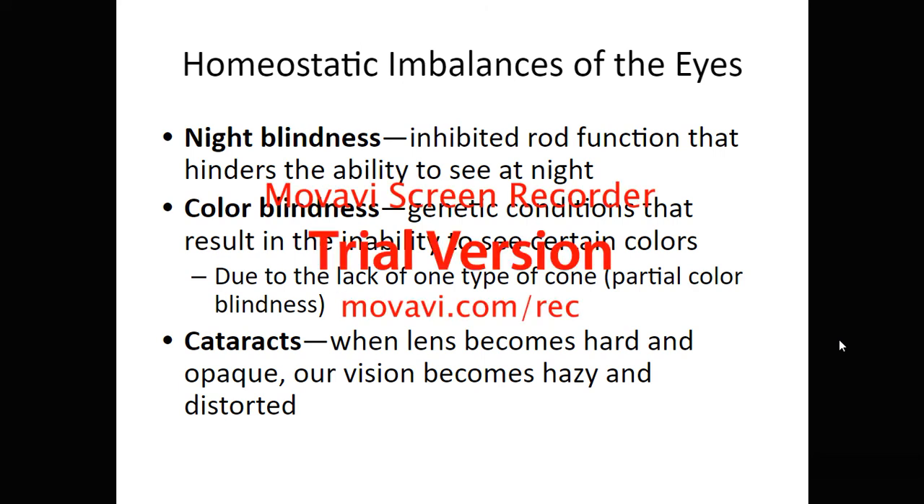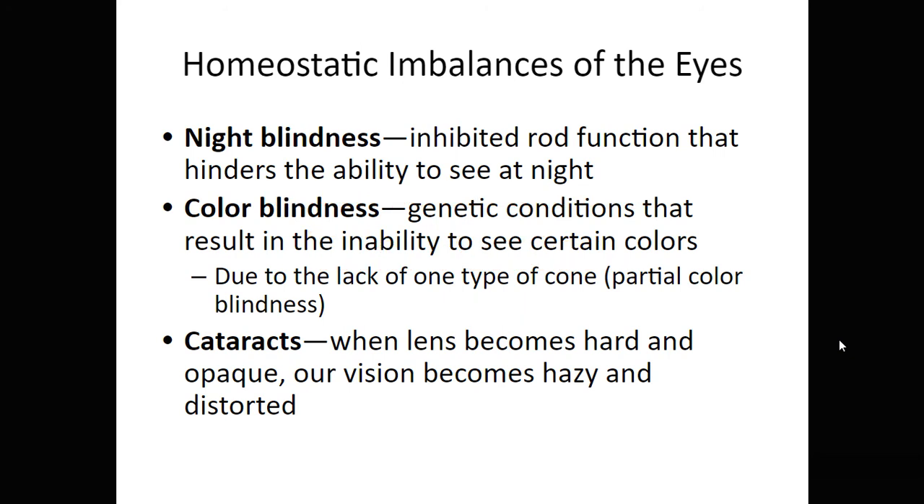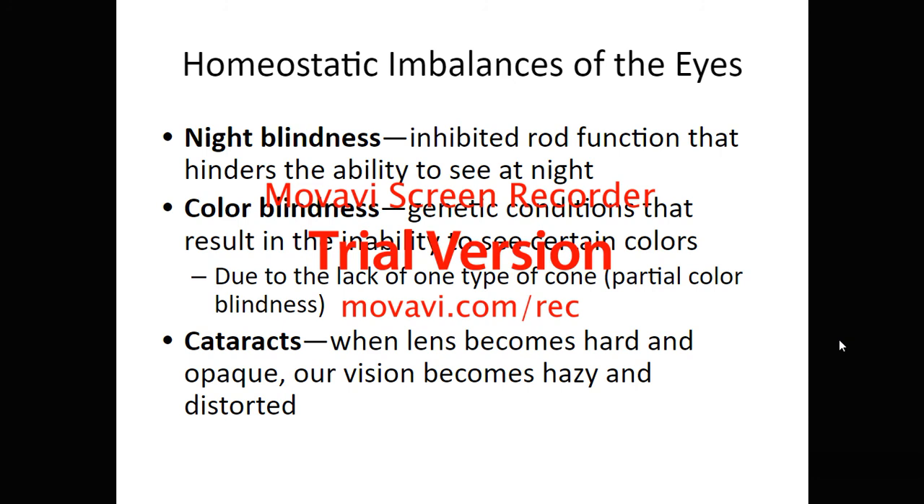All right, then cataracts. As you get older, you see in older people they get cataract surgeries. So that's when the lens becomes hard and opaque, and the vision becomes hazy and distorted. So it's something that can be removed. So you can have cataract surgery to remove that opaque film that's covering the eyes.